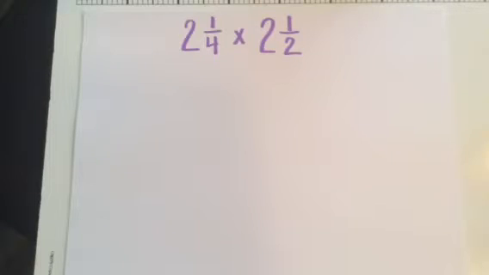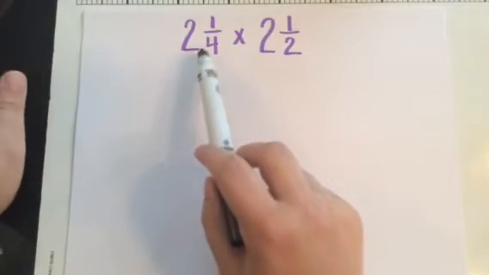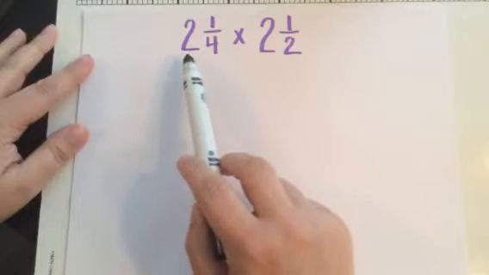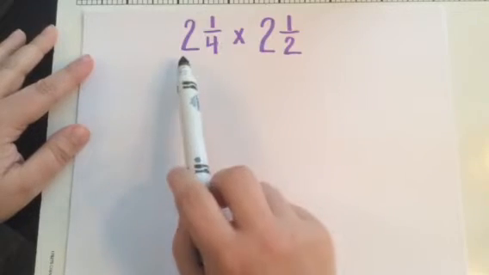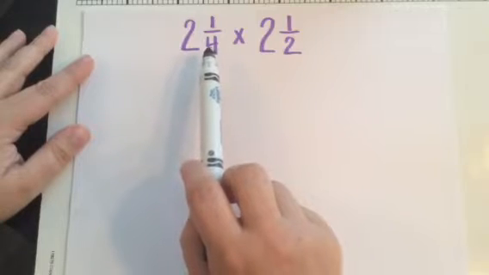To solve this problem, I know that we need to do 2 1/4 times 2 1/2, and we'll do that using an area model. Now, first I need to think about how to set up my area model. Here I know I have 2 1/4, which means in order to represent that in the area model, I will need 3 holes, because I have 2 holes and then I have part of a third hole with the 1/4.